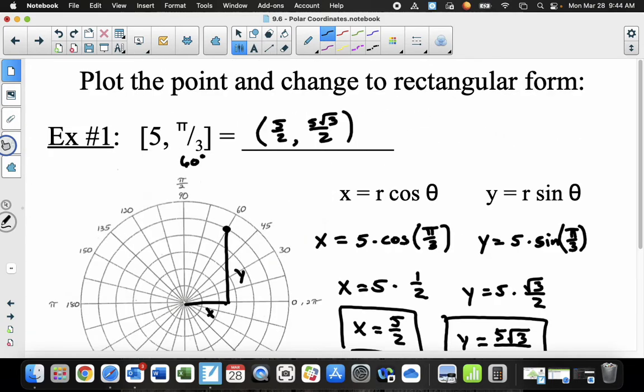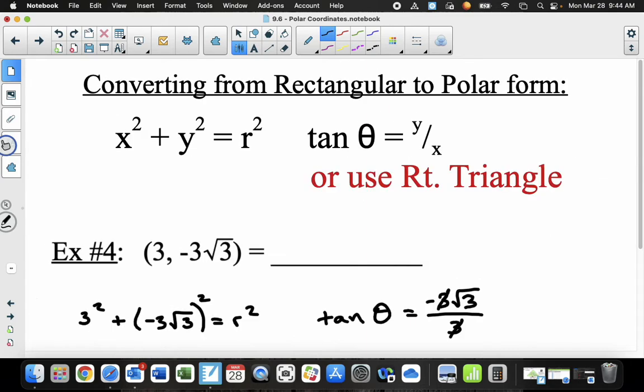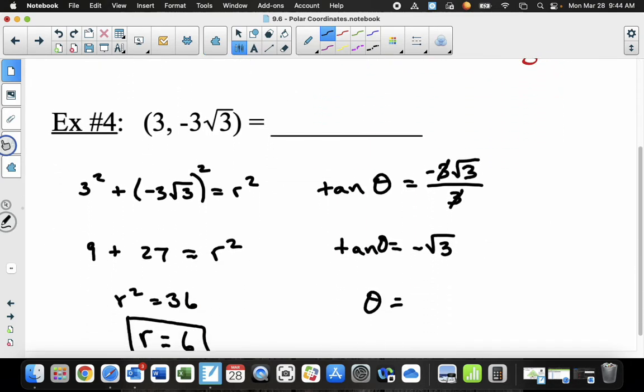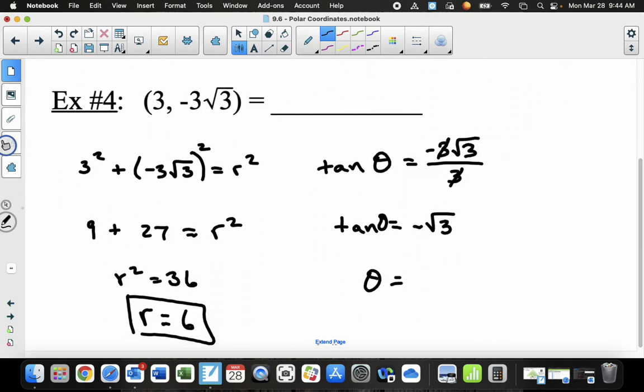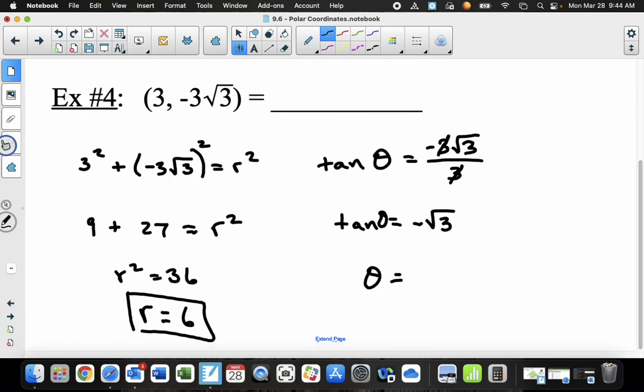And if we go back to our problem and we take a look, which one is it? Anybody tell me whether it's the 120 or the 300, and why? Think about where, if you were plotting this point, think about what quadrant you're in. If you just plotted an x, you'd have positive x, negative y, which means you're in the 4th quadrant. Therefore, that's the angle that we need to use.